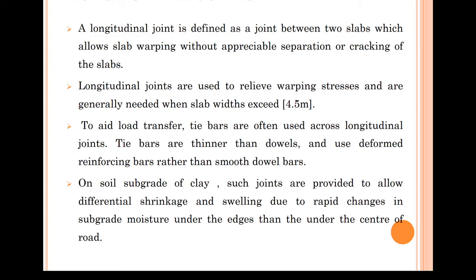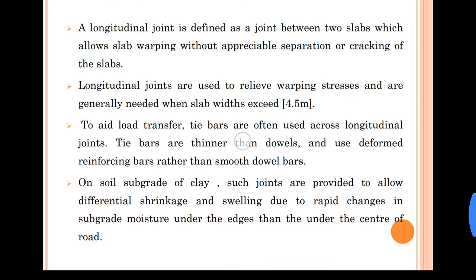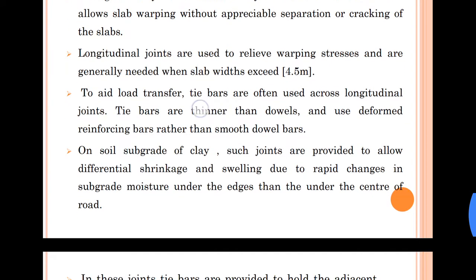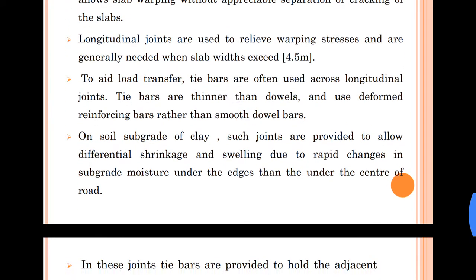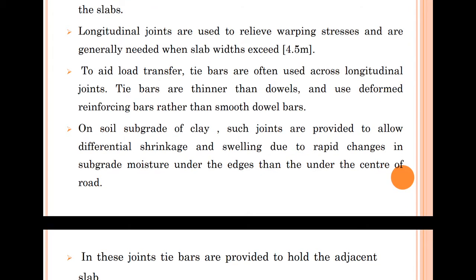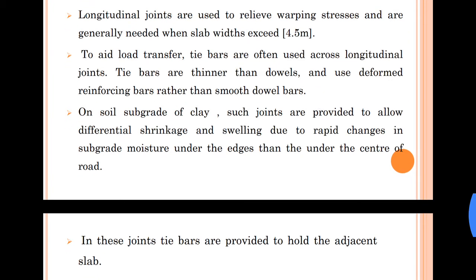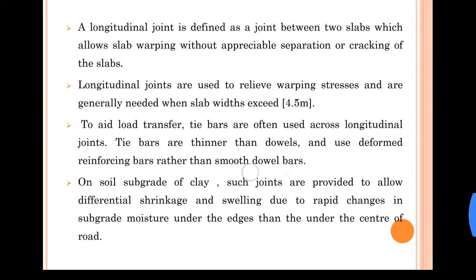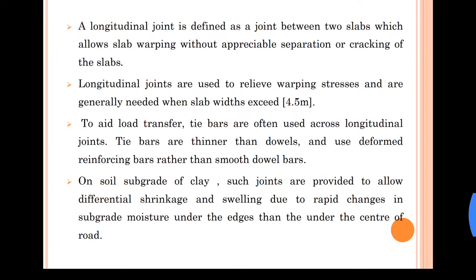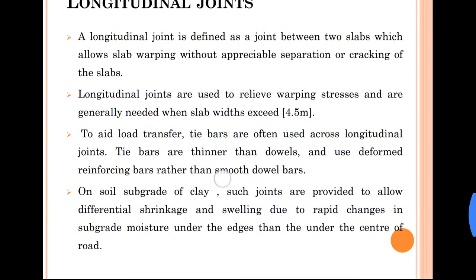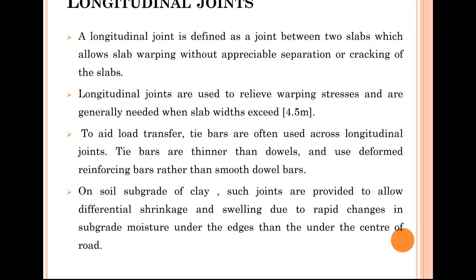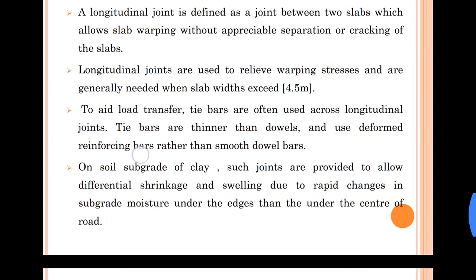To aid load transfer, tie bars are often used across the longitudinal joints. Tie bars are thinner than dowels and use deformed reinforcing bars rather than smooth dowel bars. So in the case of dowel bars, the reinforcement that we use is smooth mild steel, and here it is deformed reinforcement bars.